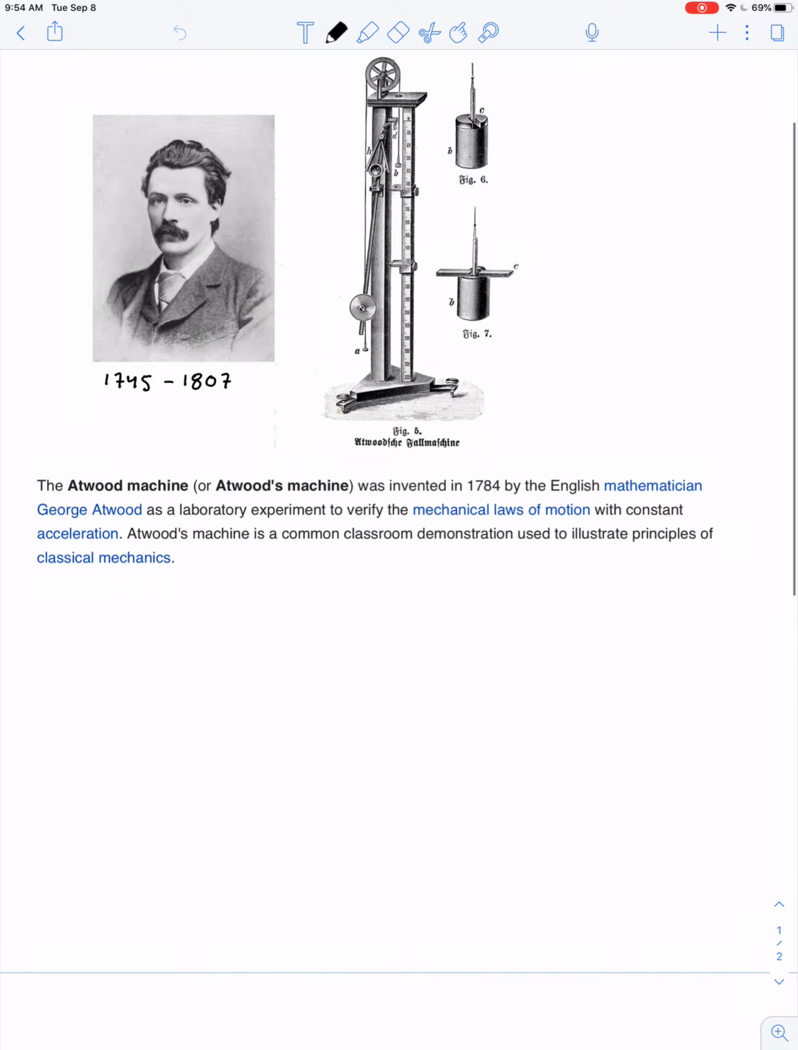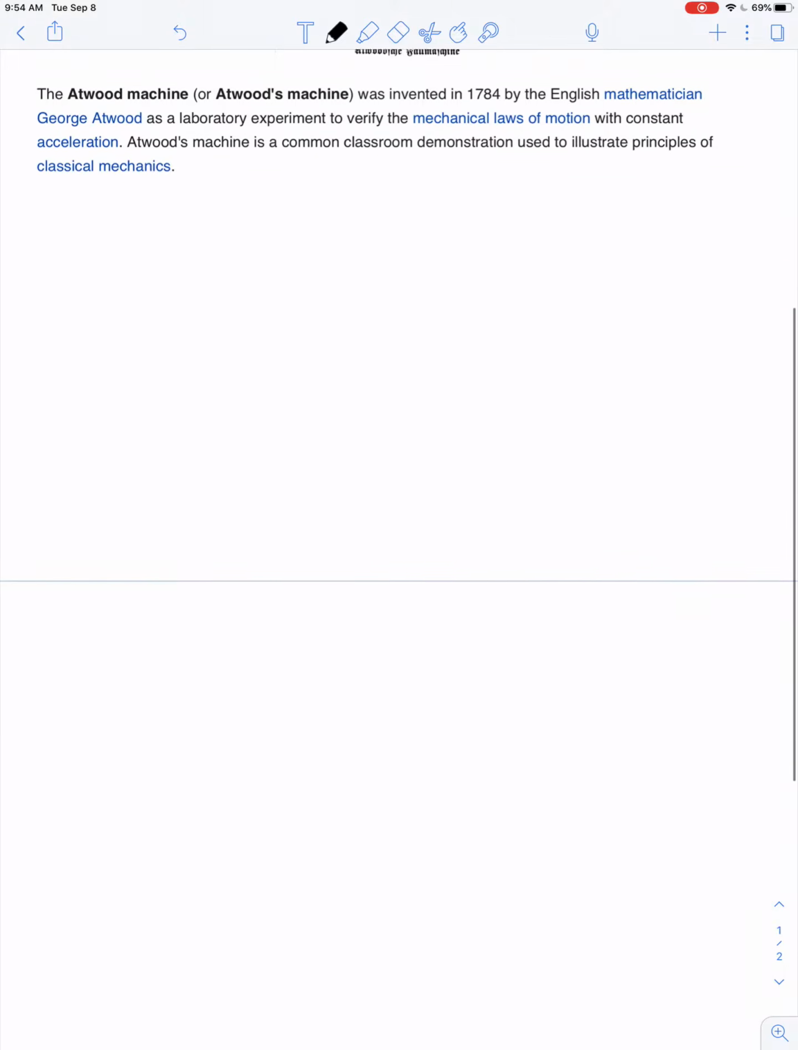and it was mainly a device to help verify Newton's laws in a way. So let me draw a different diagram aside from Atwood's original design. A more simplified version of Atwood's machine, or depiction of it, goes something like this. You take a single pulley, mount it from the ceiling.